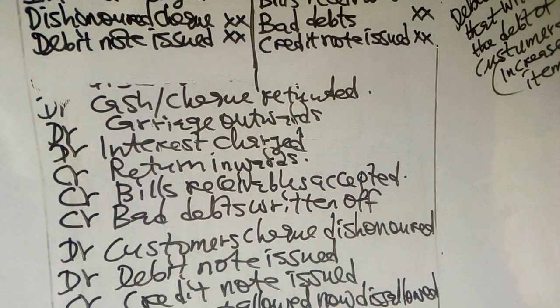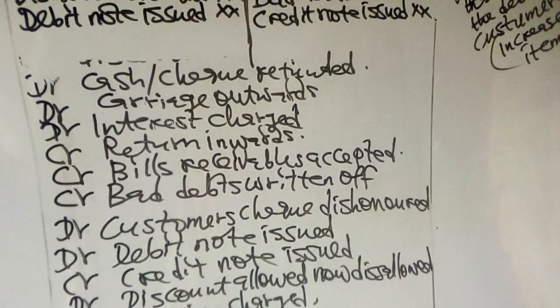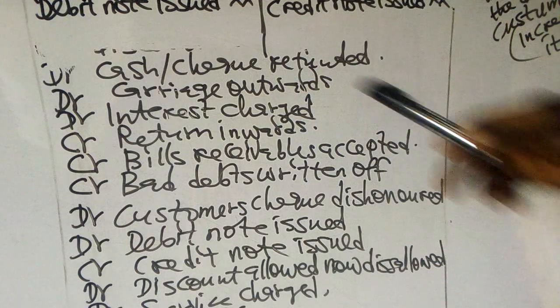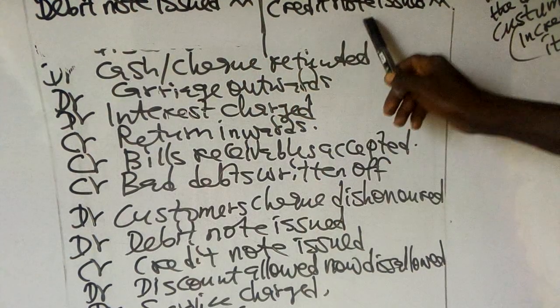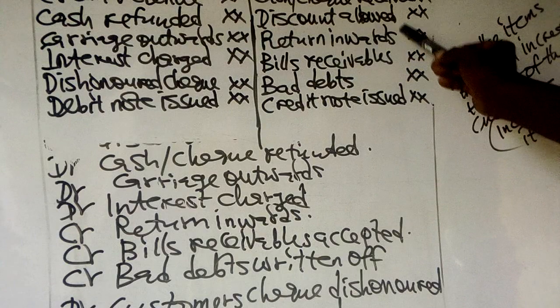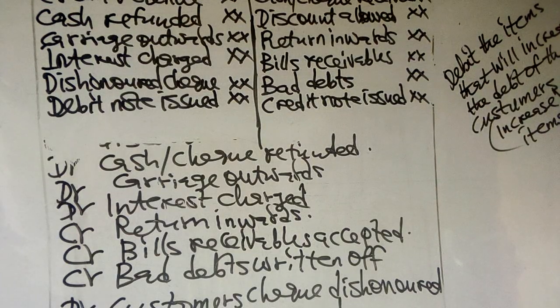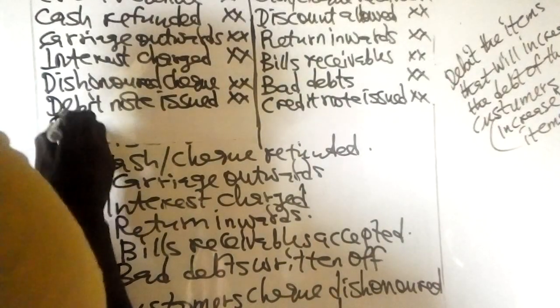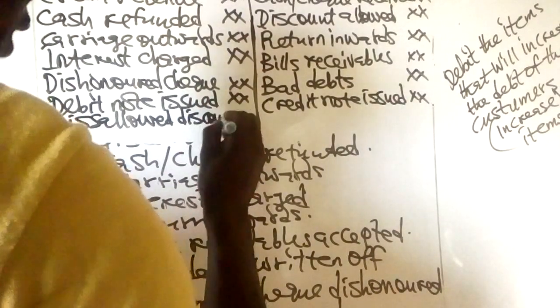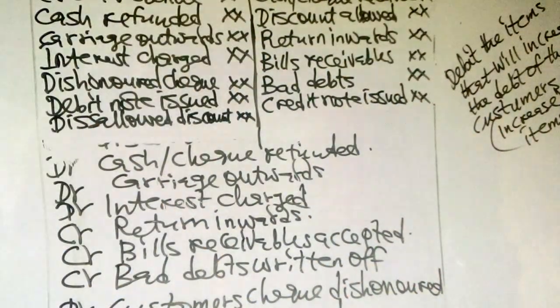Then you also have discount disallowed. Mind you, if you have debit note received, I've told you that it will appear in the payable ledger control account. If you have credit note received also, it will appear in the payable ledger control account. Now, discount allowed: remember you have credited it. So when you disallow it now, you are going to debit it. Disallowed discount.